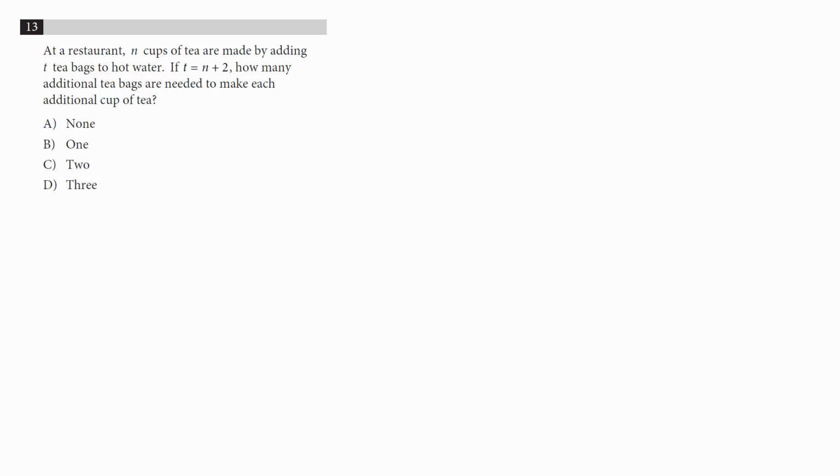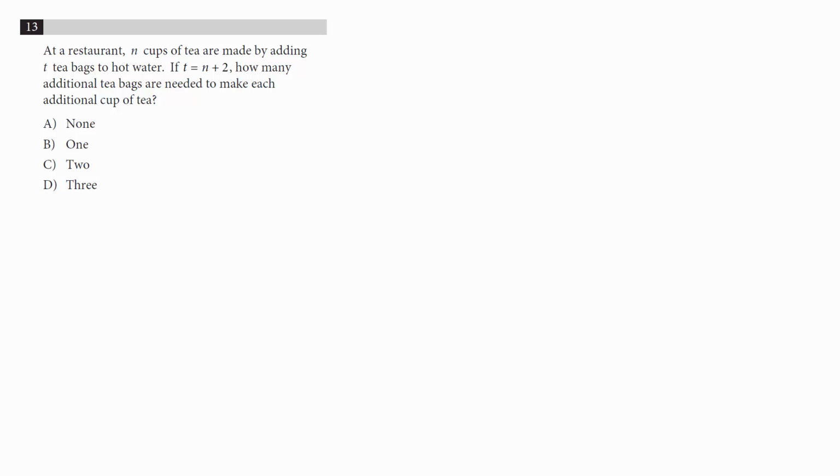Number 13. At a restaurant, n cups of tea are made by adding tea bags to hot water. If t equals n plus 2, how many additional tea bags are needed to make each additional cup of tea? Now this one might be a little confusing, but all it's asking for is basically the relationship between n and t. If n goes up by 1, how much does t go up by?